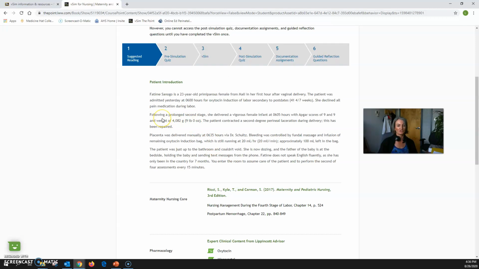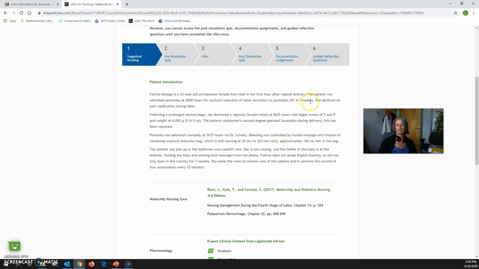And we've got our patient introduction. So we've got Fatime Sanogo. She's a 23-year-old primiparous female from Mali. It's her first hour after vaginal delivery. So right away, again, start using your critical thinking, doing your patient data collection, starting to think about what might be the priority nursing diagnoses, what are some of the concerns or issues that you should be assessing or watching for.